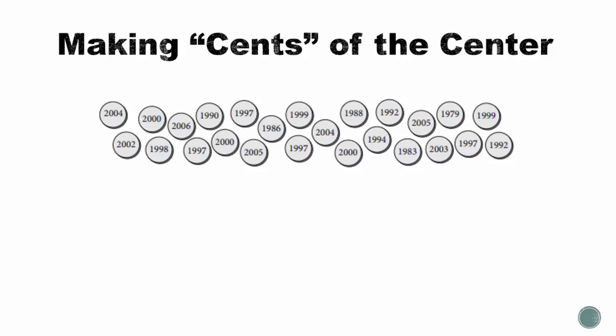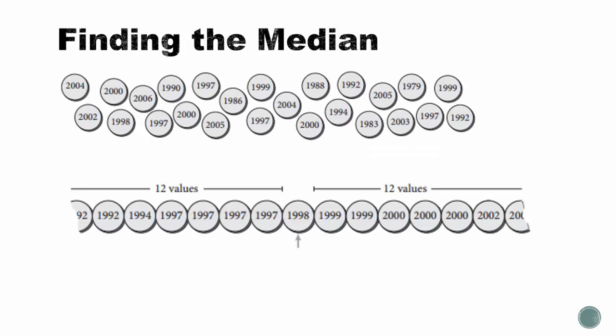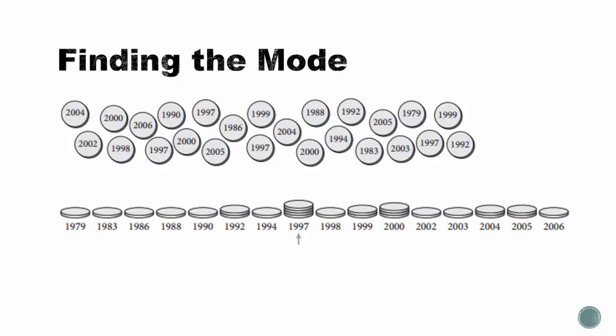We will use this collection of pennies to help us review the mean, median, and mode. To find the median year, line up the pennies from oldest to newest. The median is the middle value, 1998. If we stack the pennies into years, the tallest stack is the mode.